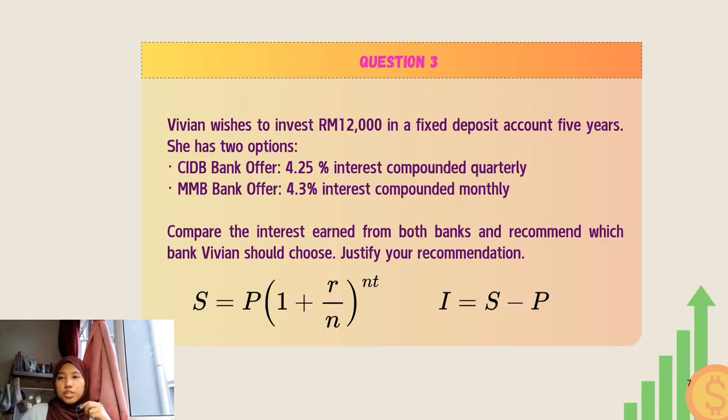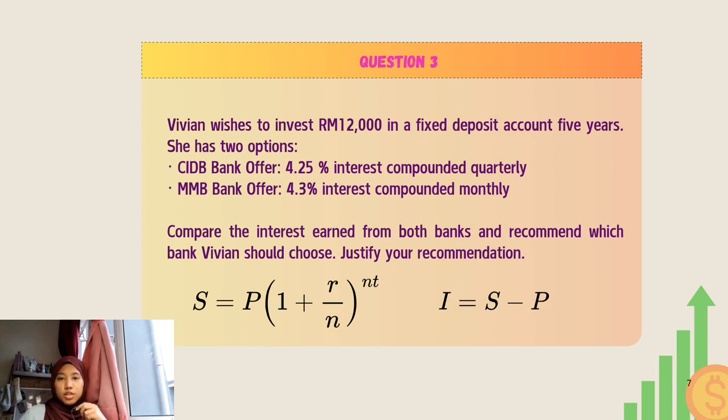Okay, so let's move on to question number 3. Vivian wishes to invest 12,000 in a fixed deposit account for 5 years. She has two options. CIBD Bank offers 4.25% interest compounded quarterly, and MMB Bank offers 4.3% interest compounded monthly. Compare the interest earned from both banks. Which bank should Vivian choose?